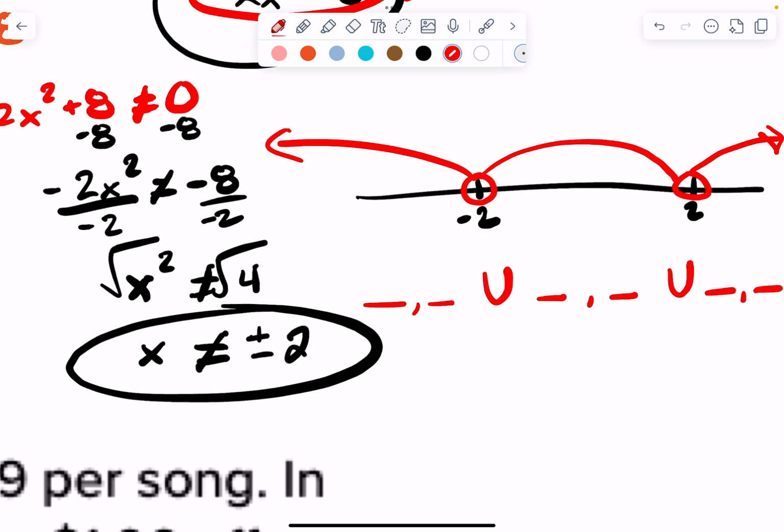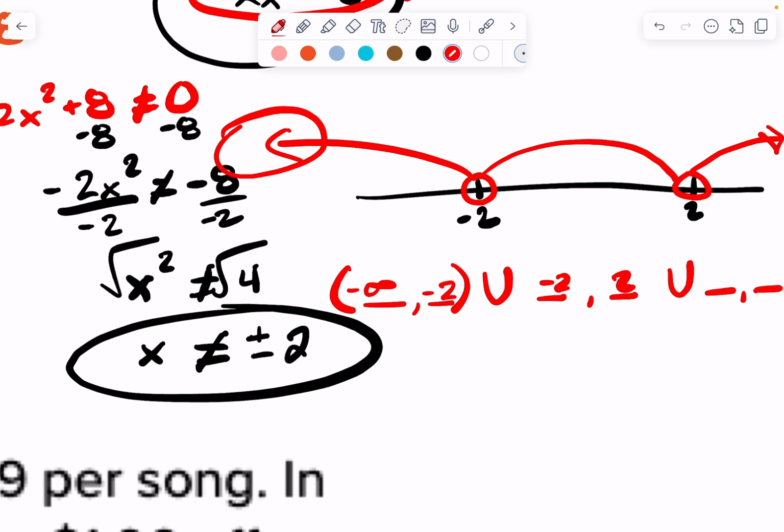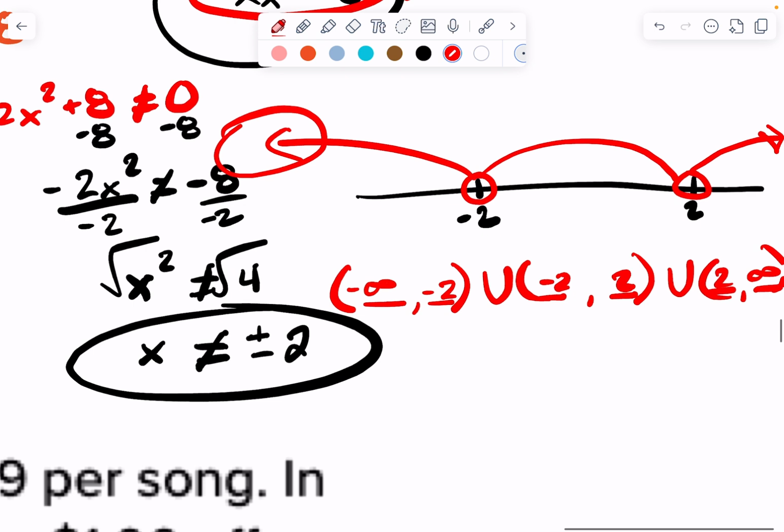All right. So left to right, the number that lives over here is negative infinity with a paren, up until we get to negative 2 with a paren. Then we're going negative 2 to 2, paren, and then we're going 2 to infinity, paren. That is interval notation. That was really disgusting.